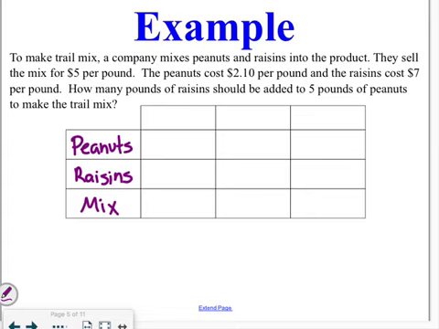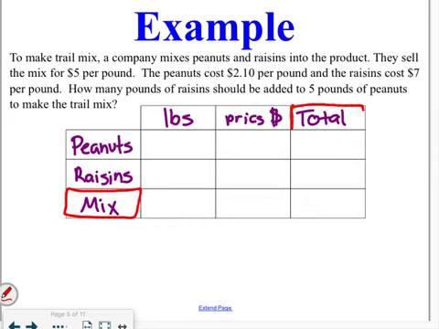Up along the top, we're going to use the units that they give us. So the first one is they're telling us that we're going to be dealing with pounds of peanuts. They also tell us that we're dealing with price, or the money. And this last column for the top is always going to be total. So mix and total are going to be involved in all of these problems, no matter what your other units are. The nice thing about this box is it helps us to keep our information straight.